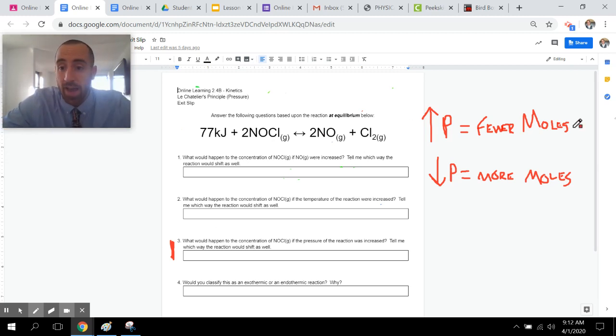So here we go. Once you know that, just take your 2 sides. I'll do the reactants in red and the products in blue. How many moles do I have? Well, you only count the coefficients. So I have 2 moles of reactants on the left.